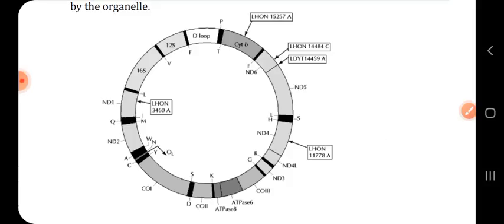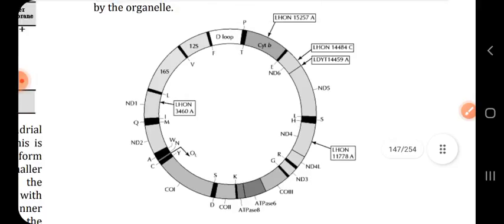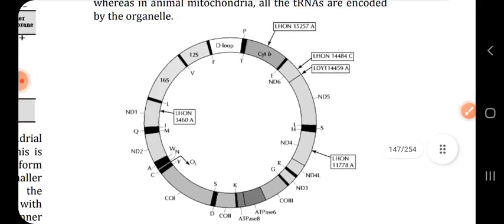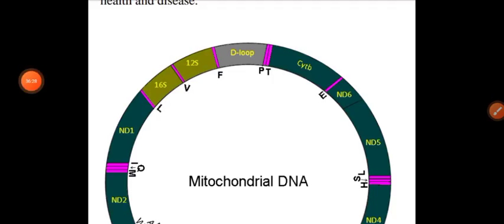I am providing you a color picture now. This is a black and white one. Wait for a minute, I will provide you the genome of the mitochondria in color picture. Okay, wait. So this is the color picture of your mitochondrial genome.